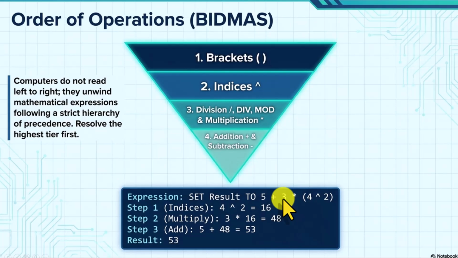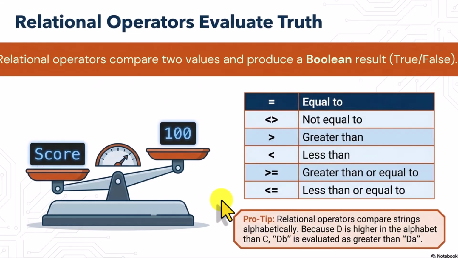Between plus and multiplied, multiplied will be done. So 3 multiplied by 16 will be 48. So the result of this part will be 48. Then after that we have 5 plus 48, which will be 53. So the result for this expression is 53, and 53 will be stored inside result. So that is order of operations.